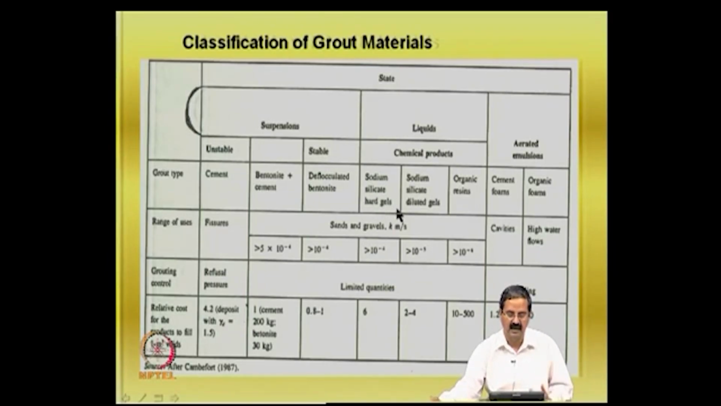Gel is nothing but the formation of hardened masses. Okay. So, sodium silicate gels or organic resins could be used, and you can see that they are going to be a little expensive when you compare with this particular combination of cement 200 kg and bentonite 30 kg. If you take it as one unit, using cement alone could be a little expensive, but when you are trying to use chemical products, definitely they are going to be expensive, but then the situation in a particular case demands that you should go for this type of material.